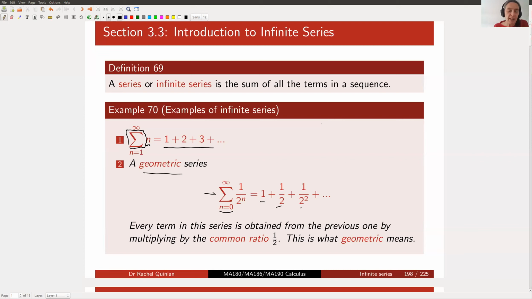Okay, so the second one there, I guess the first one, I mean, you can quickly see that if you start adding 1 plus 2 plus 3 plus 4 plus 5 and just keep going, your running total just grows without bound. It flies off to infinity.